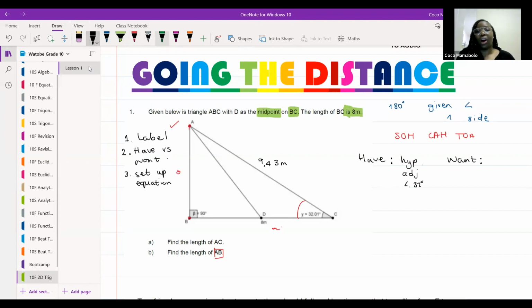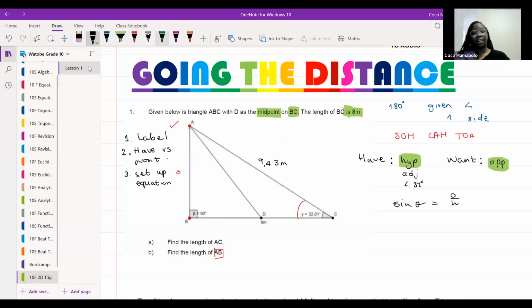Okay, beautiful. So I'm going to ask you, which ratio are we going to use if we need to use the opposite? And you can choose. Do you want to use the opposite and the hypotenuse, or do you want to use opposite and adjacent? Pick one. We're going to use sine, so we're going to use opposite over hypotenuse. Good. So we know that sine of theta is equal to opposite over hypotenuse.